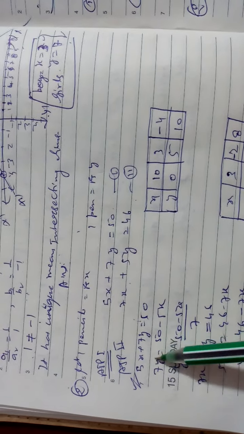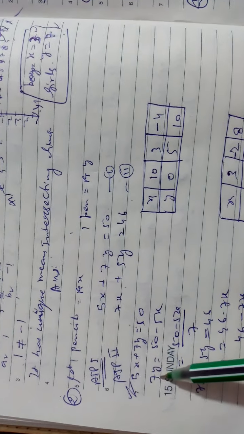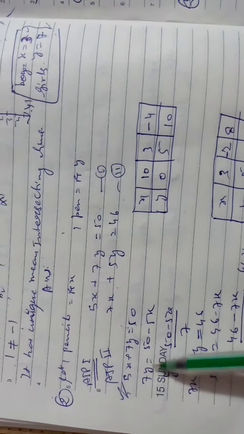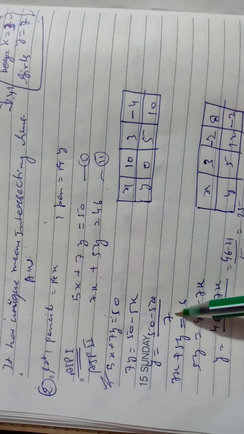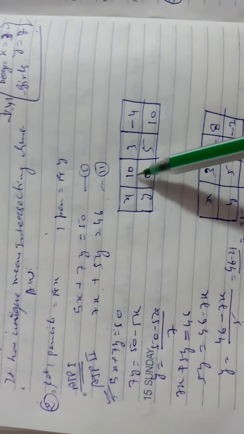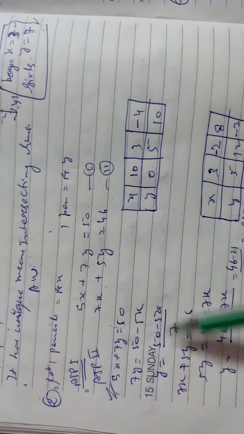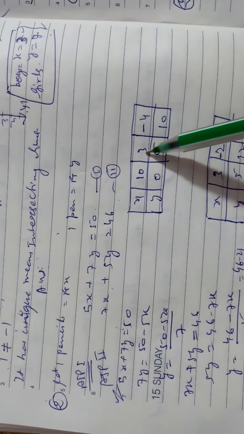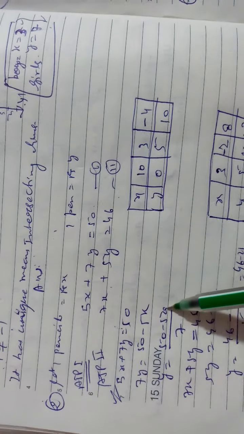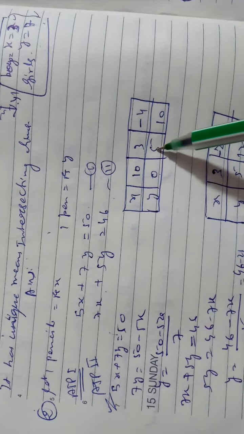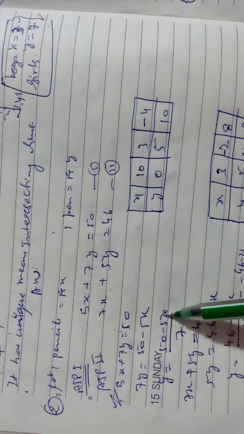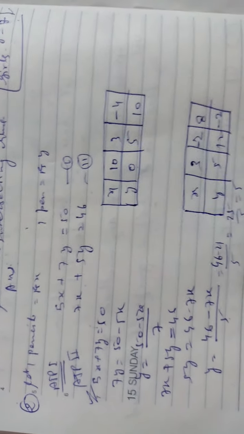So here I am taking 5x plus 7y is equal to 50. Transposing, y in terms of x: 7y equal to 50 minus 5x. So y is equal to (50 minus 5x) by 7. According to the values, not big values: 1, 2, 3, 5, 10. For x equal to 10, 50 minus 50 gives 0. For x equal to 5, 5 times 3 is 15, 50 minus 15 is 35, 35 by 7 is 5. For x equal to minus 4, 5 times 4 is 20, 50 plus 20 is 70, 70 by 7 is 10. So like this you will draw.